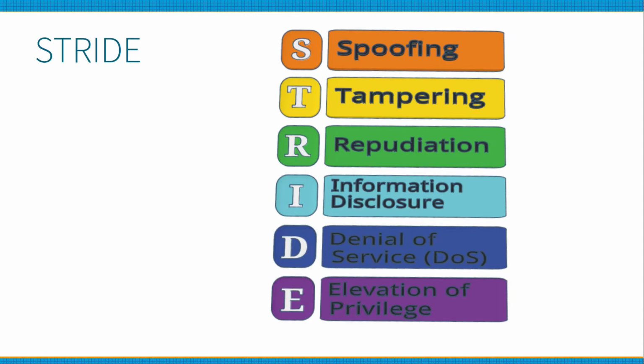As a quick recap, STRIDE is a mnemonic that describes possible attack vectors against a system. S is spoofing, T is tampering, R is repudiation, I, information disclosure, D, denial of service, and E is elevation of privilege.